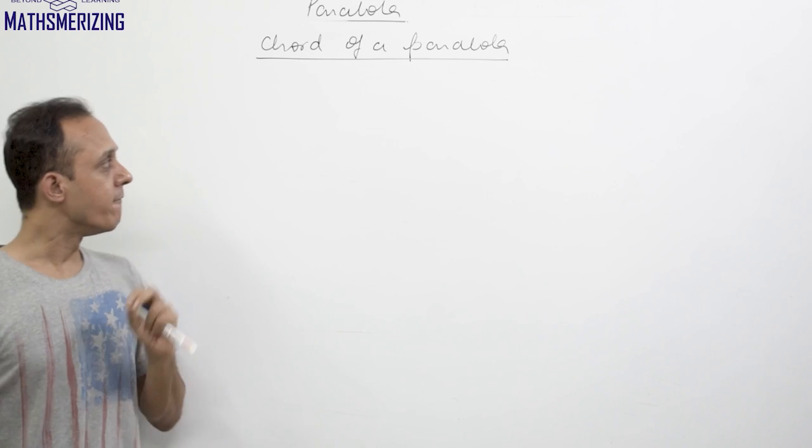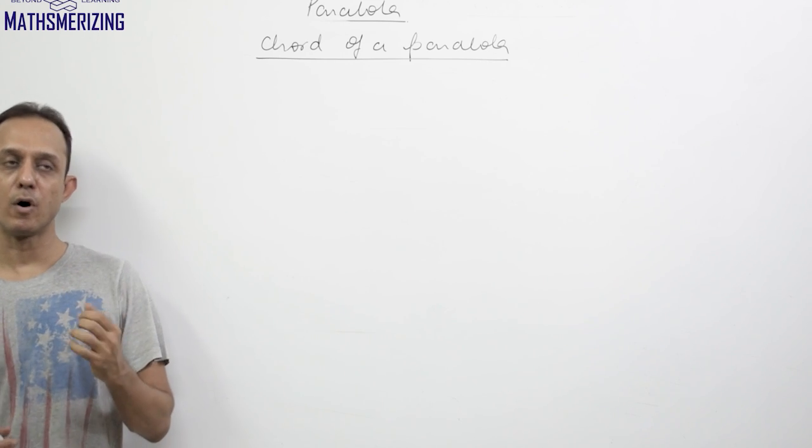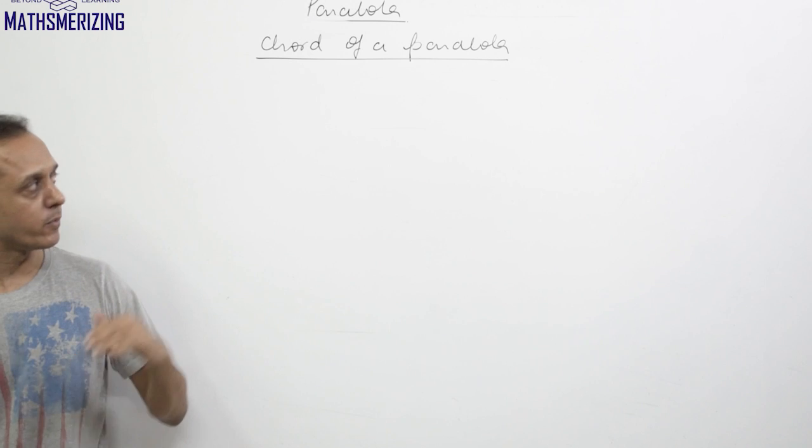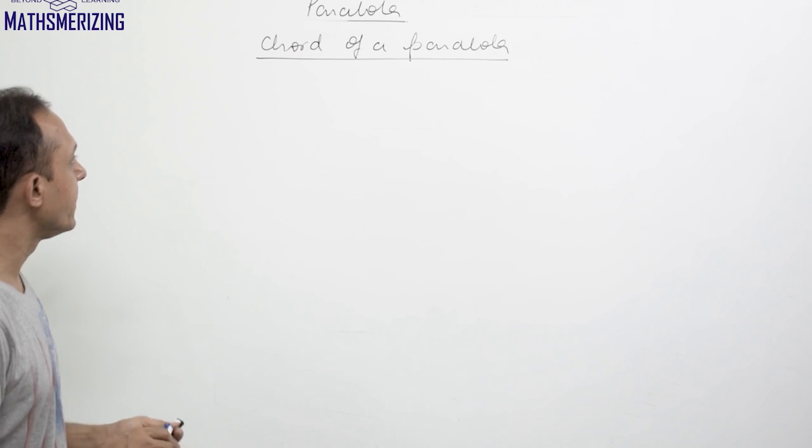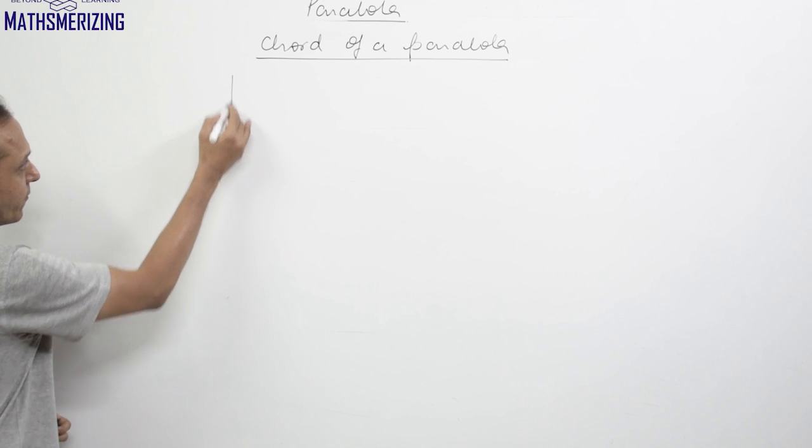In the coming videos, we'll be discussing focal chord, normal chord, and various other chords of a parabola. So in this video, we'll discuss certain things about chords of a parabola. So we'll take a standard parabola, which is y square is equal to 4x.